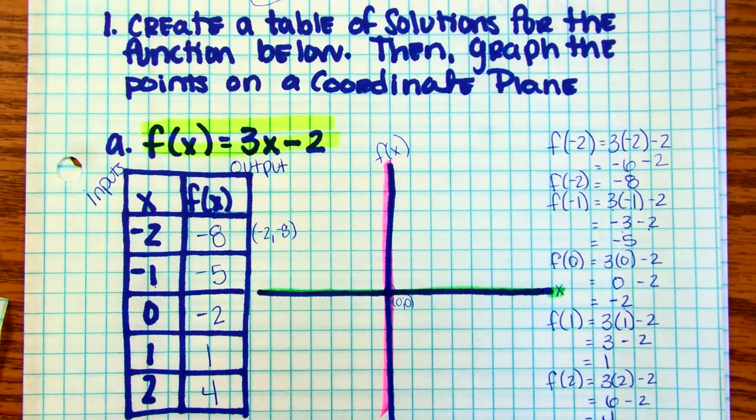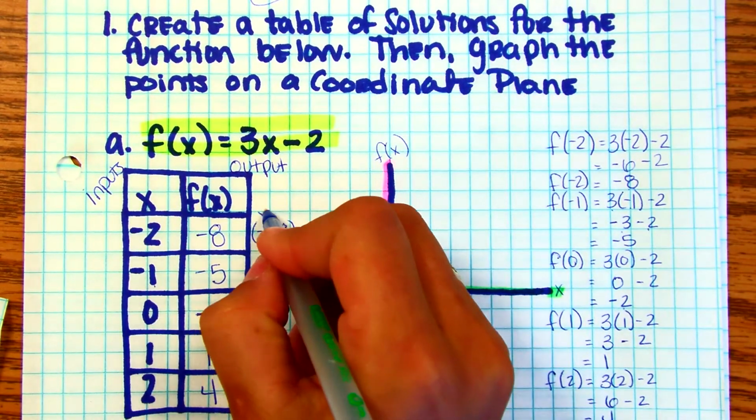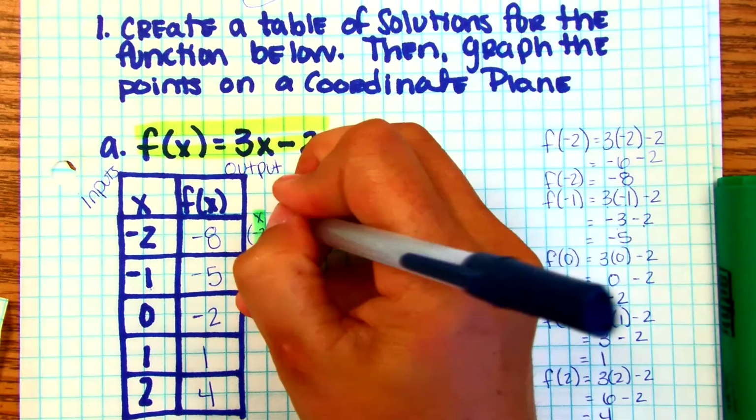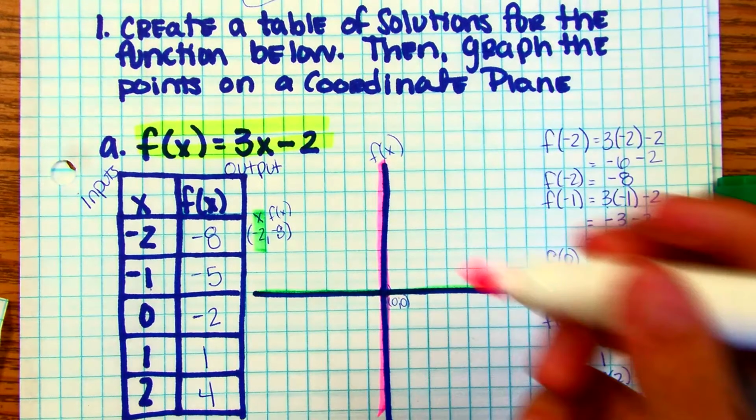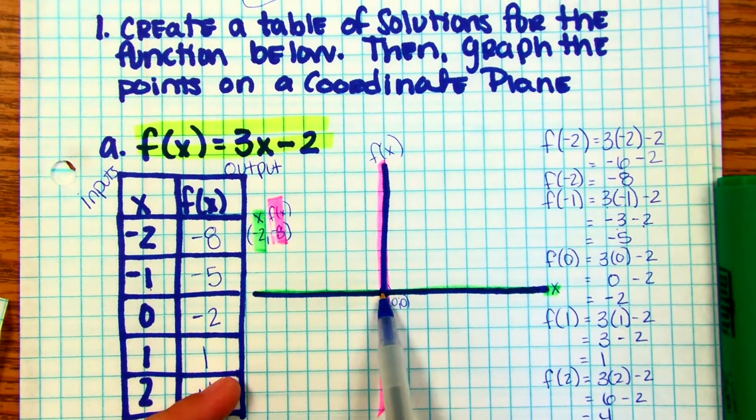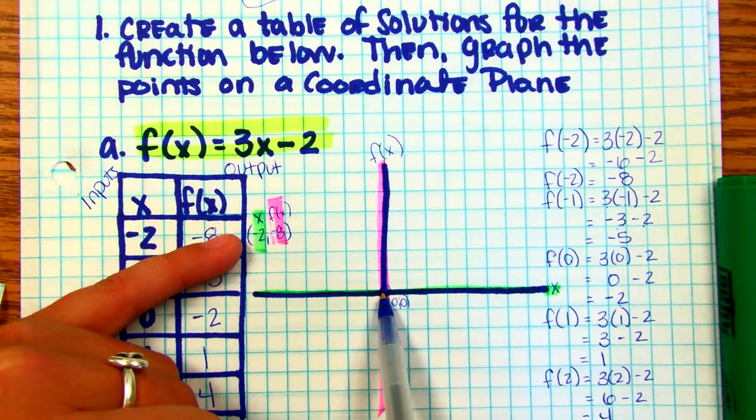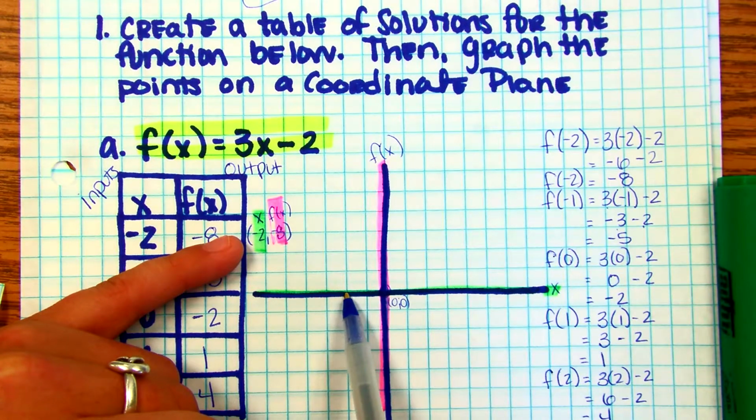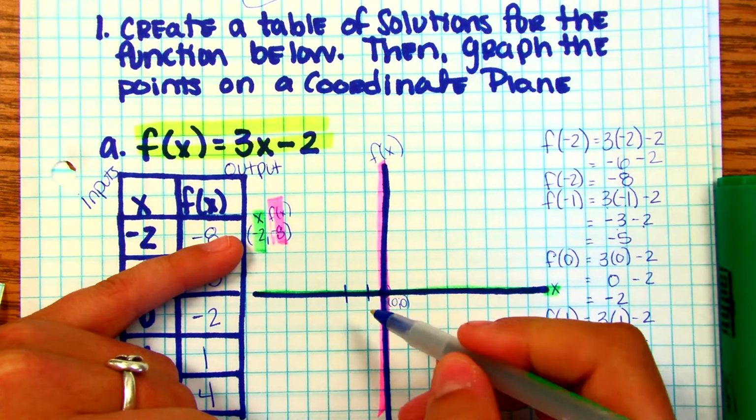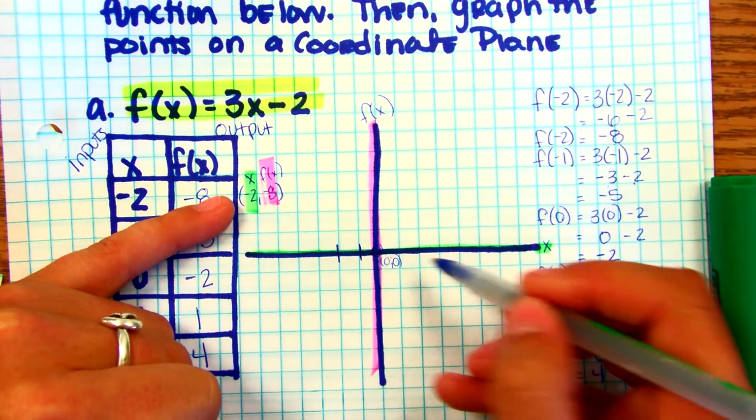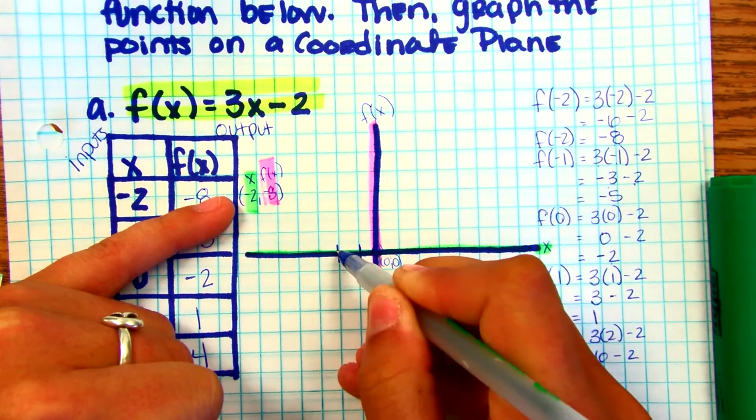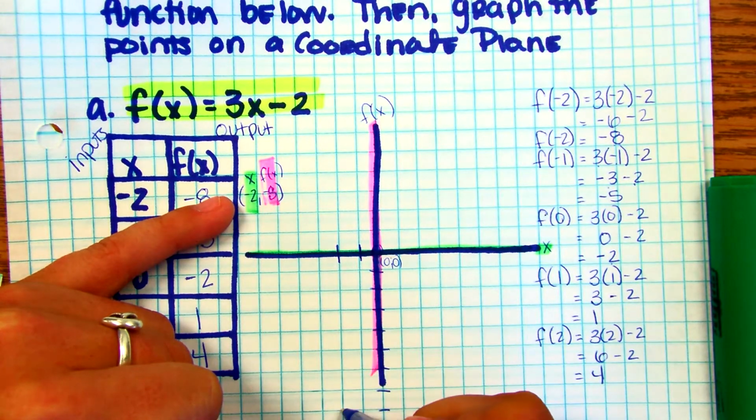So my x value is the -2. And my f of x, or y value, is the -8. So I'm going to start at the origin. I'm going to go -2 in the x direction, which is the green direction. So 1, 2. Then I'm going to go -8 in the f of x direction, or the y direction. So that's 1, 2, 3, 4, 5, 6, 7, 8. So -2, and then all the way down to -8.